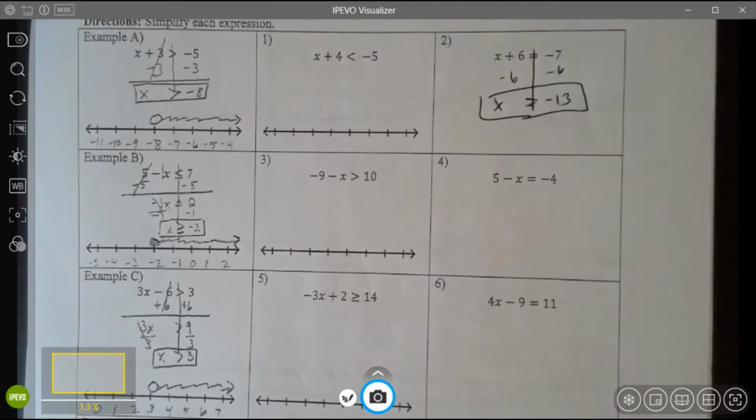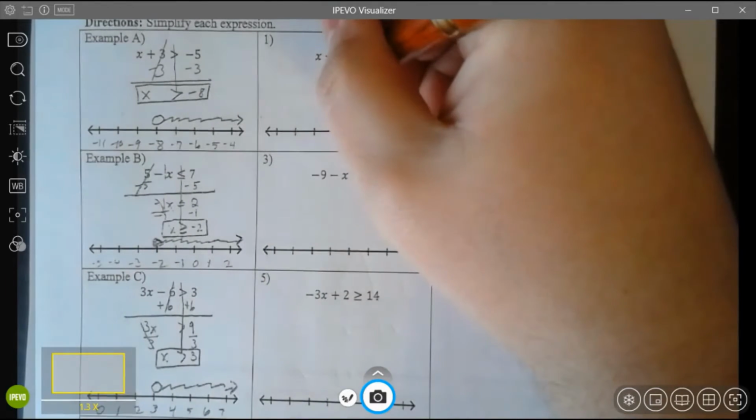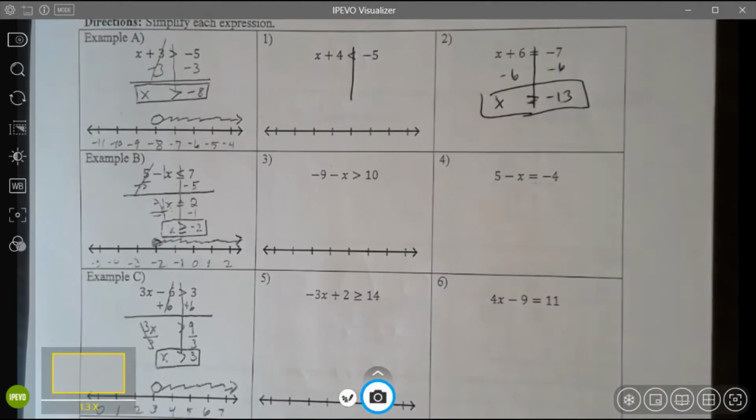To solve an inequality, which is like in number one, it's very similar. You can draw what I like to call a fence. And whatever you do on one side of the fence, you've got to do to the other. But this time you're going to have an inequality sign instead of an equal sign. So in number one, x plus 4 is less than -5.